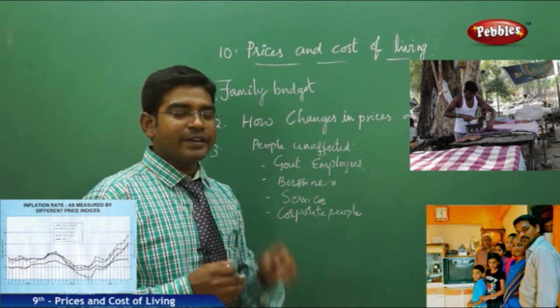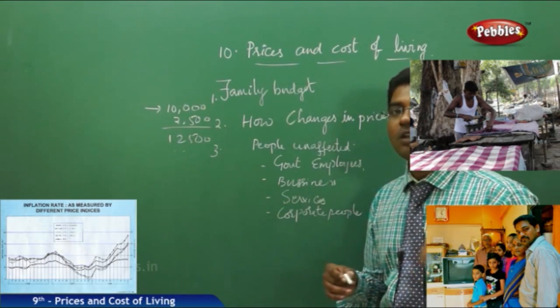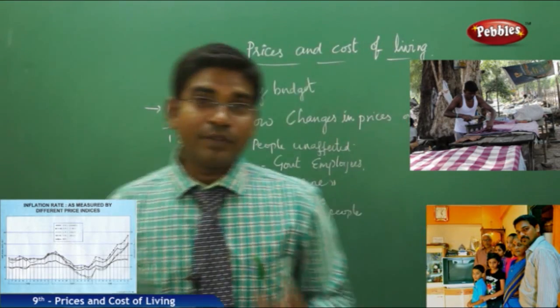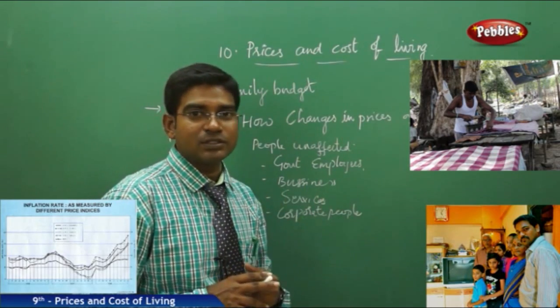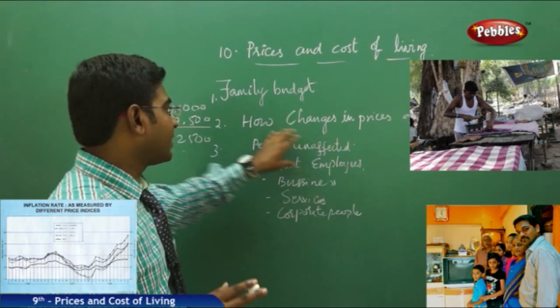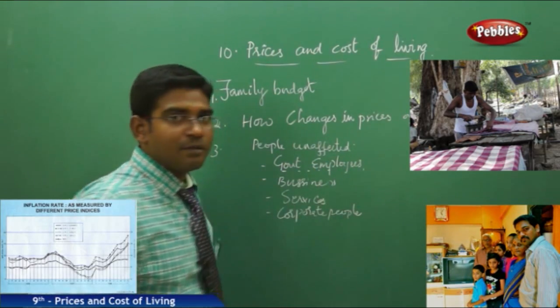And moving on to the people who do not get affected by the price hikes, we have certain categories of people whose family budgets are not affected by price hikes. Those are the specialized categories of people who are unaffected. The first one is the government employees.